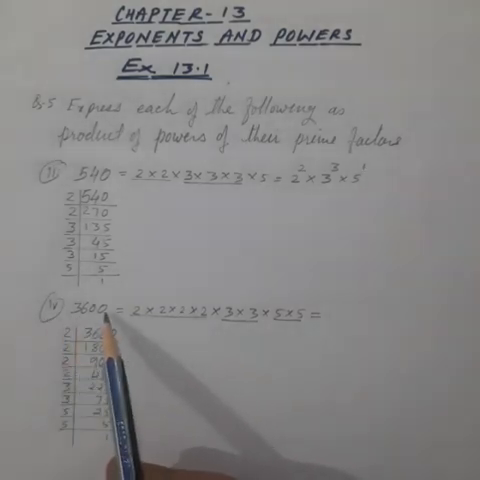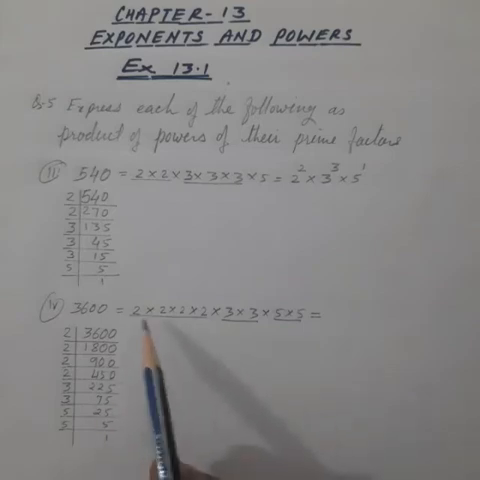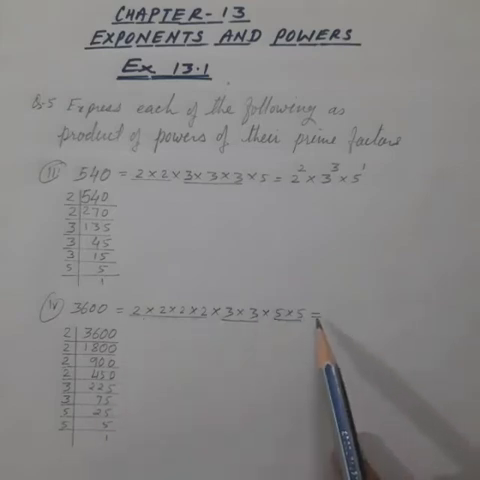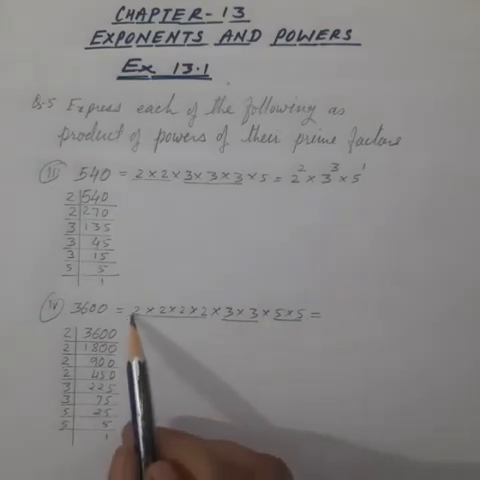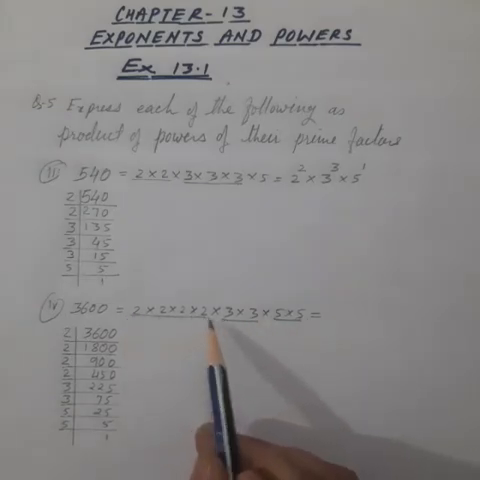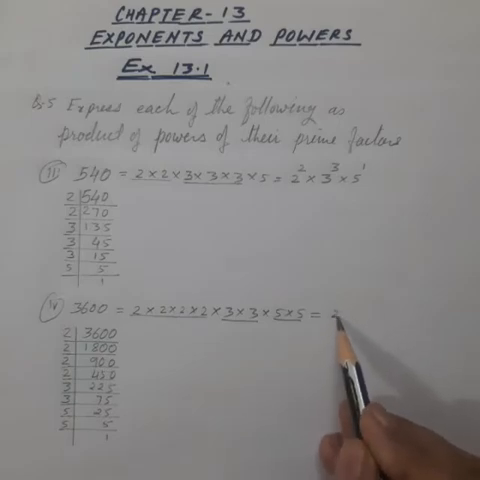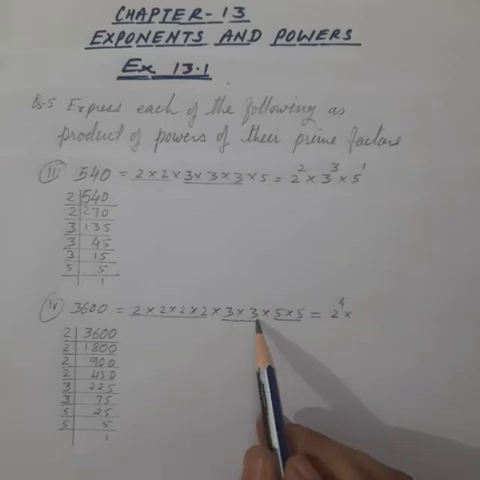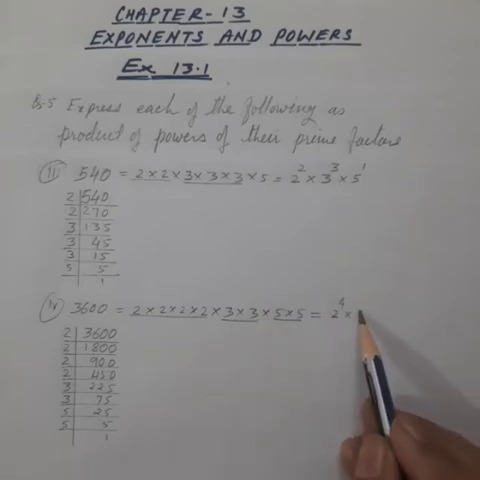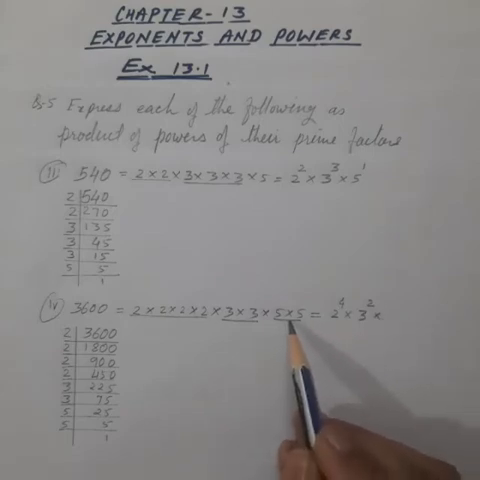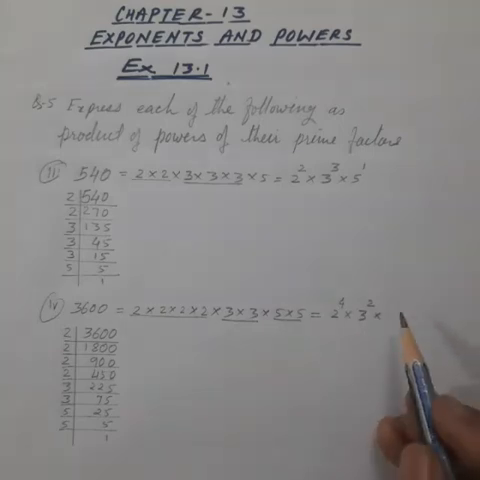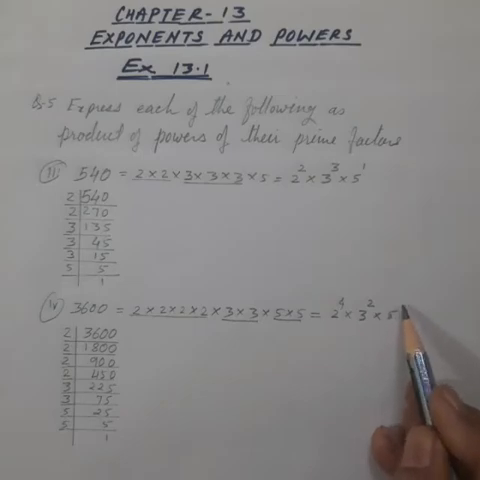Fourth, 3600. Find out its prime factorization and write it in exponential notation. In this prime factorization, prime factor 2 is repeatedly multiplied by itself 4 times. So we can write it as 2 raised to the power 4, into prime factor 3 repeatedly multiplied by itself 2 times, so 3 square, into prime factor 5 repeatedly multiplied by itself 2 times, so we can write it as 5 square.